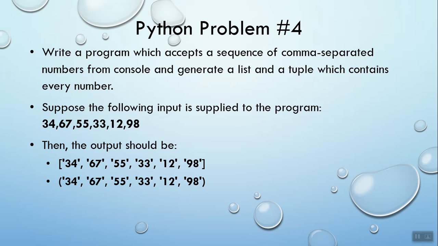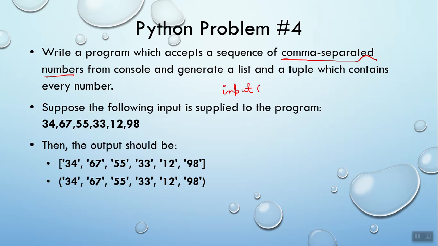Alright, so this is problem number 4, a simple problem for Python basics. This problem says to write a program with a sequence of comma separated numbers. So you have to take some numbers as input by using the function input.